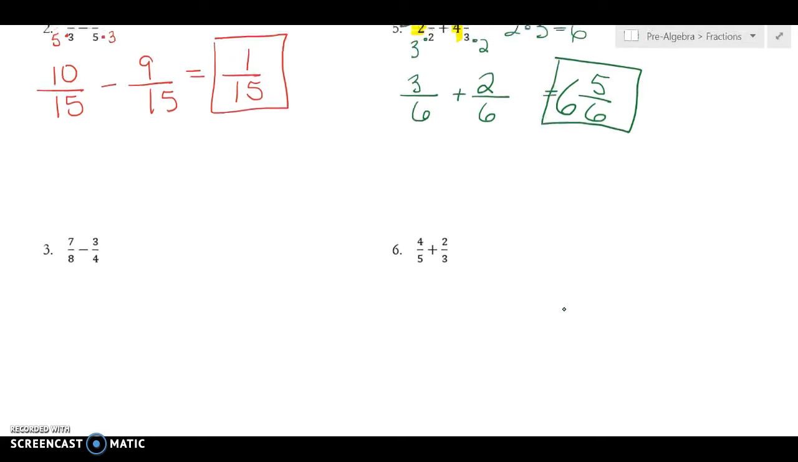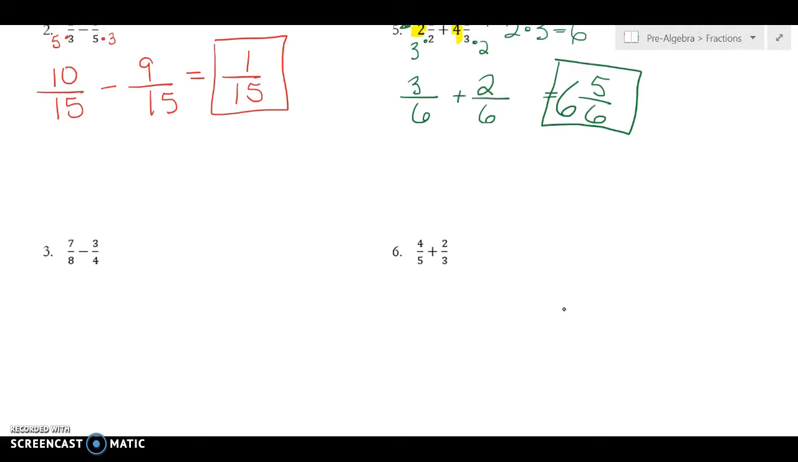All right, last 2 problems again. If you want to take the time to go ahead and try them on your own, and then press play when you think you have it and you're ready to check your answers.